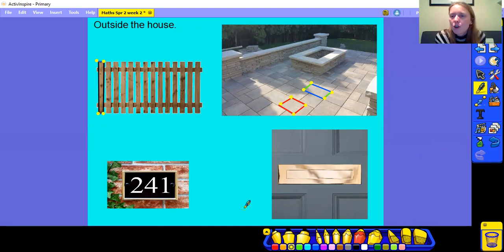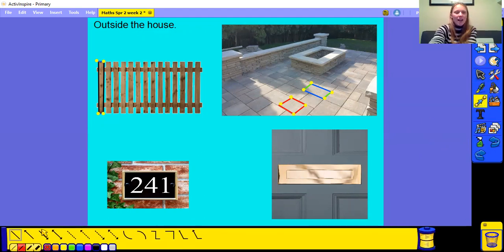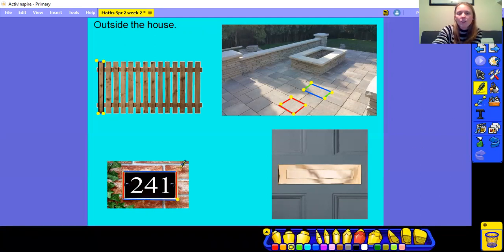What about on the number? Did you spot the rectangle? Let's have a look. I can see that the number plate here is a rectangle. It has 1, 2 short sides, and it has 1, 2 long sides. It also has 1, 2, 3, 4 corners.